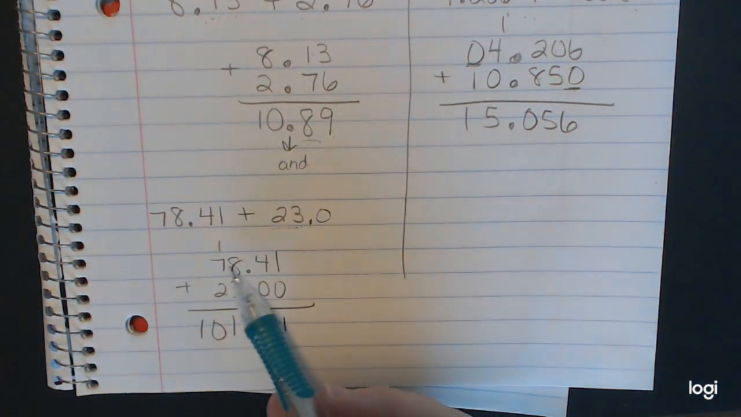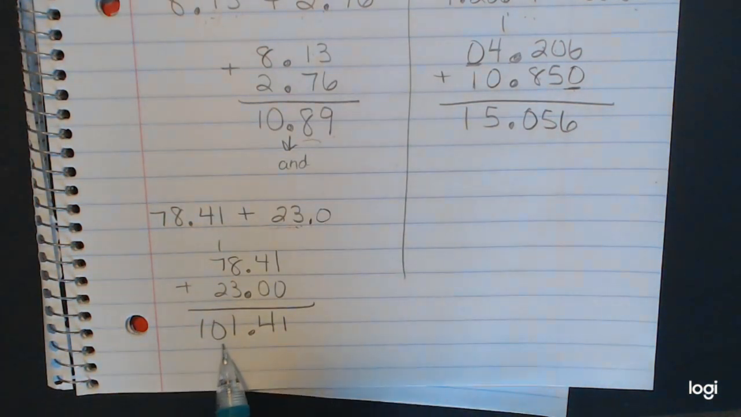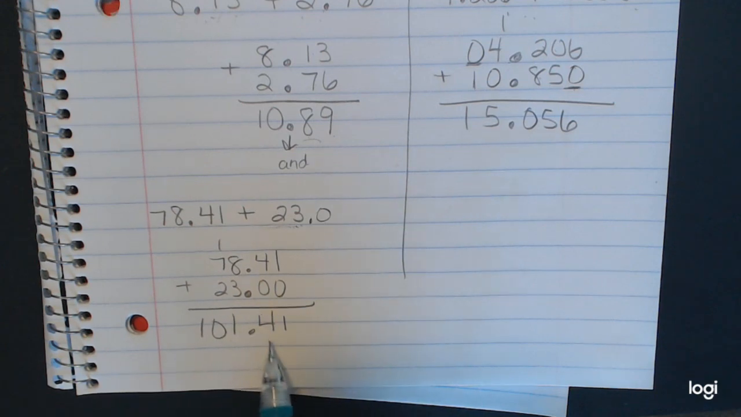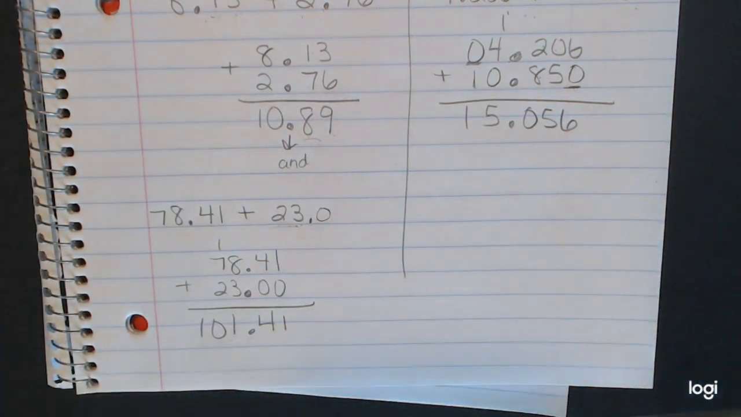So you will notice 7 plus 2 plus 1. I have an answer of 101 and 41 hundredths. All right, well, let's try a little subtraction. So I'm going to find a new page, the next page of my book.